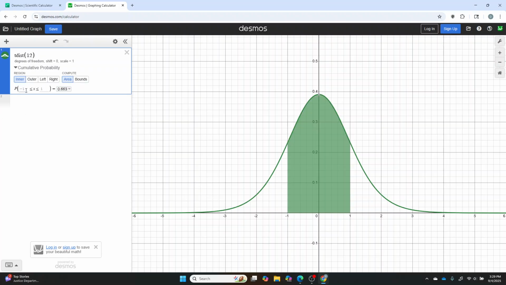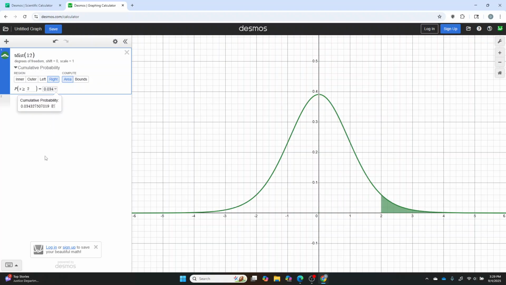I want to compute the probability. I want the region to go to the right so that I can put in the probability t is greater than 2. And you'll notice that it does say greater than or equal to, not strictly greater than, okay? But in the case of a continuous variable, they're exactly the same. So we'll just put a 2 in there, and that's all there is to it, right? So 0.0343.